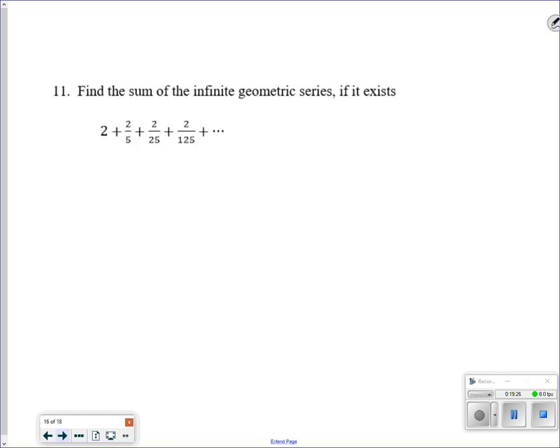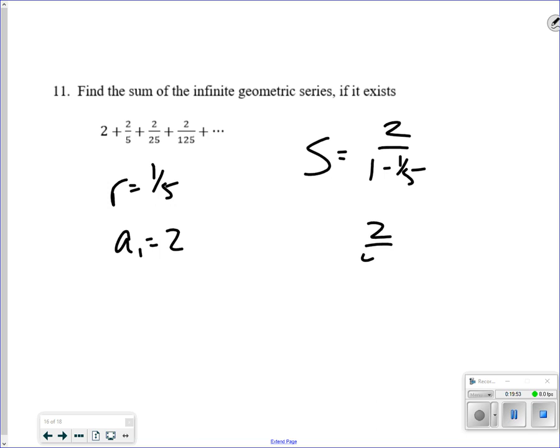Sum of the infinite geometric series. Now, it's multiplying each time by 1/5. So can I do it or not? That's the first thing you've got to ask yourself, and the answer is yes. Anytime the ratio is between 0 and 1, it'll work. So a sub 1, I have enough information. Sum of an infinite geometric series is a sub 1 over 1 minus r. So now, doing a little mathematical work here, 2 divided by 4/15 is 10/4. So I multiply by the reciprocal, and I reduce that to 5/2, or 2.5.